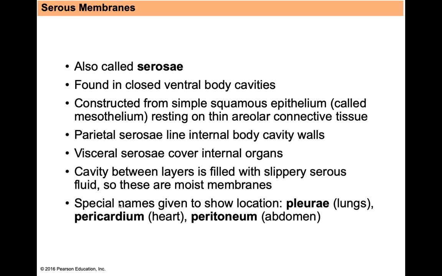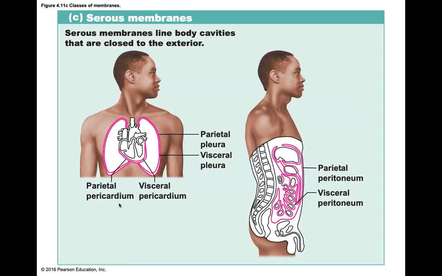We have special names given to show our locations here. We have the pleura, we're talking about lungs, pericardium, we're talking about heart, peritoneum, we're talking about the abdomen, abdominal region. So all of these have specific locations, specific names. We've talked about these, and we talked about the body cavities and anatomical directions back in chapter 1.